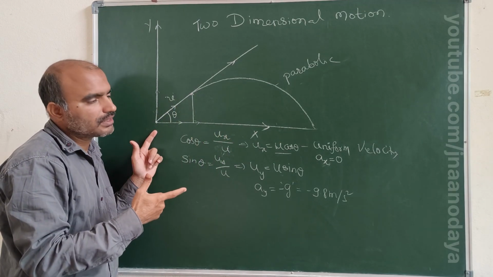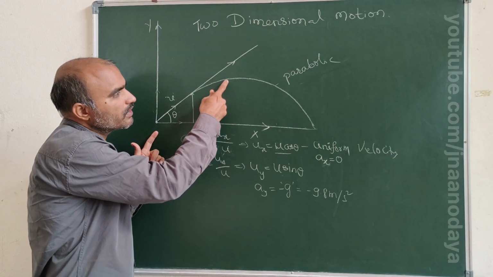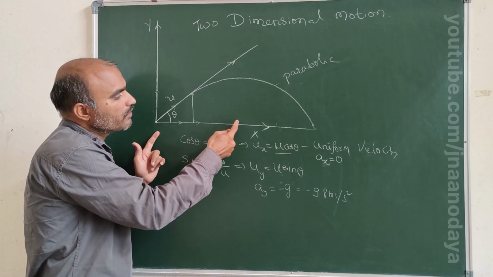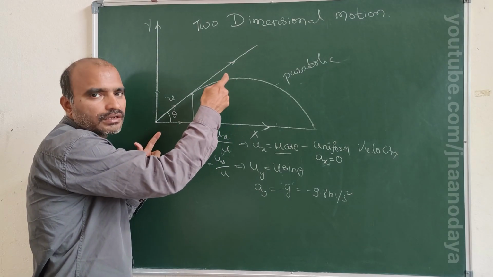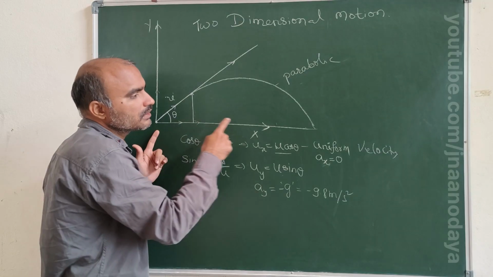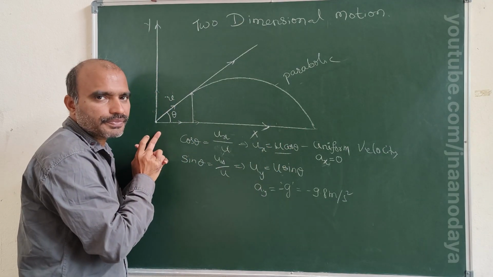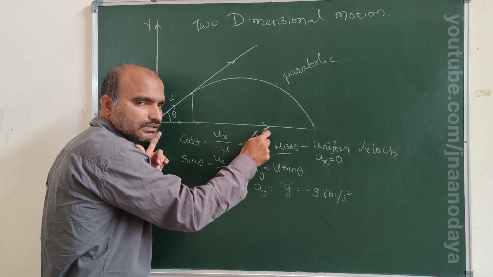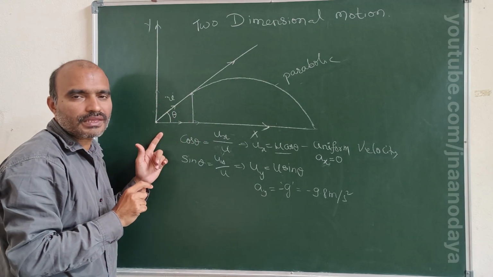On analyzing it, we will know that the object has traveled some distance in the vertical direction. This is the initial position. In the vertical direction, it has gone to some height, and in the horizontal direction, it has gone up to this distance, as in the diagram. So the object is traveling in the horizontal direction as well as in the vertical direction. That is what two-dimensional motion is.